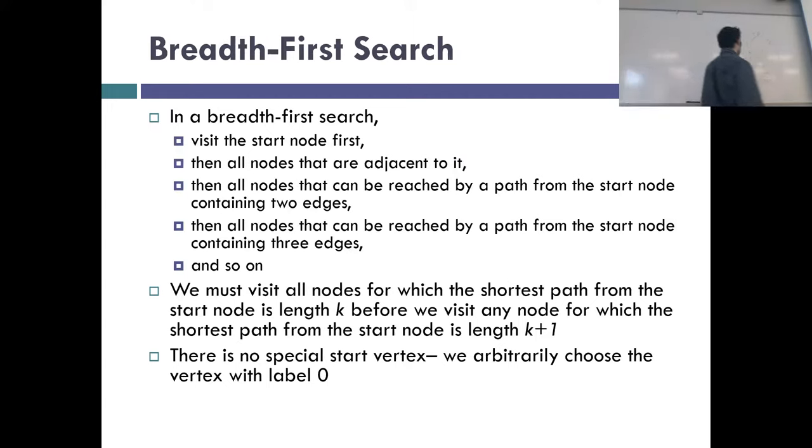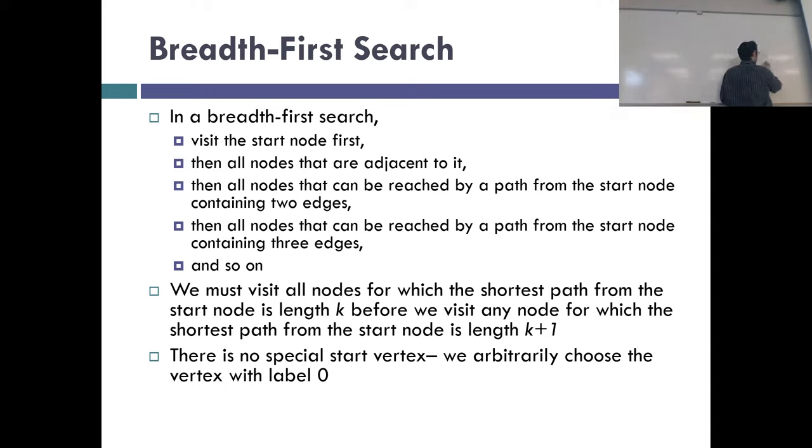So breadth first search. The way breadth first search works is that you start at some starting point. I'll typically label my starting node S. The first thing we do is look through our neighbors, and then we look at our neighbors' neighbors.